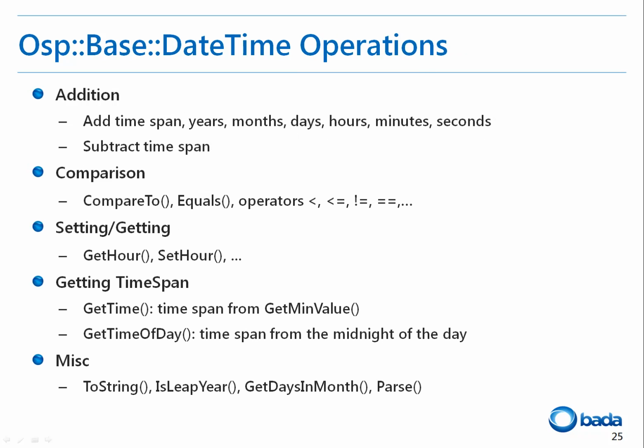In the datetime class, functions to add the time span, years, months, days, hours, minutes, and seconds are provided, and the functions and operators to compare the date time are provided. Additionally, functions to set or get each of the properties are provided. A function to return how much time has passed since the minimum value of the date time as a time span value, and a function to return how much time has passed since midnight of a day as a time span value are all provided.